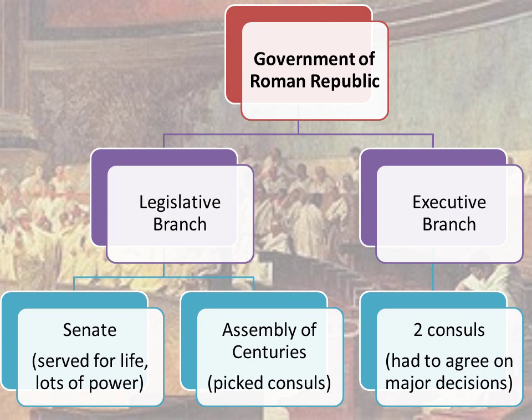Now, if you were elected to the Senate, then you served for life, and it was a very, very powerful position to have in the Roman Republic. And the Senate was made of 300 men, only patricians. The executive branch had two consuls, and these two consuls had to agree together on major decisions before any action could be taken.